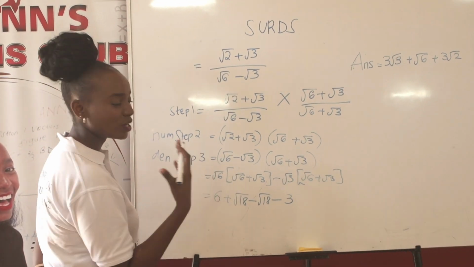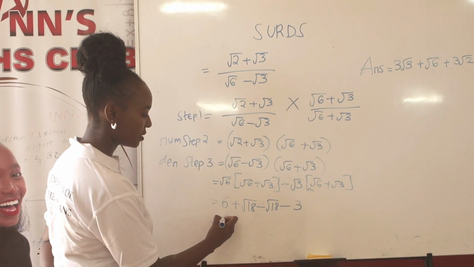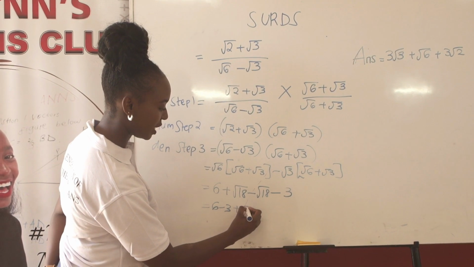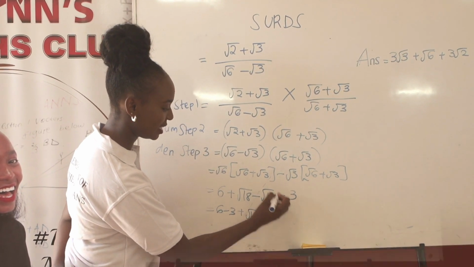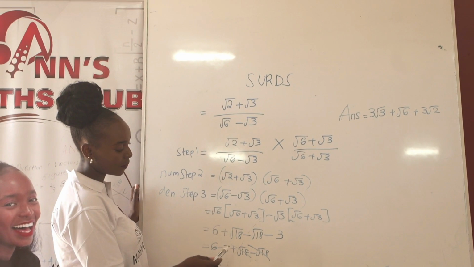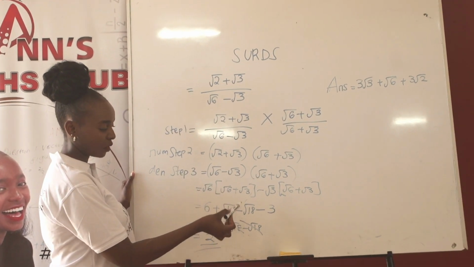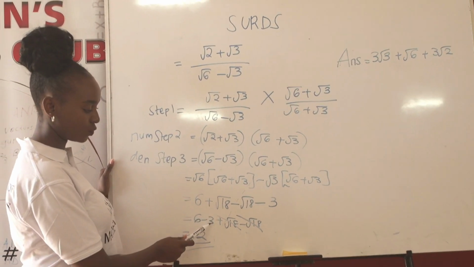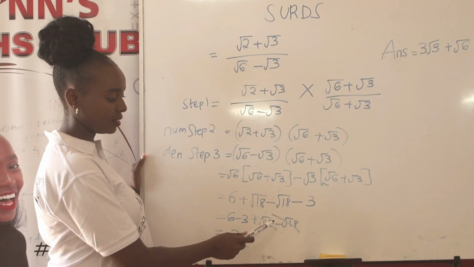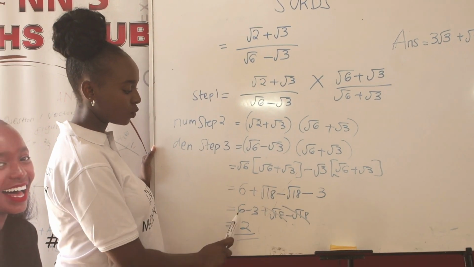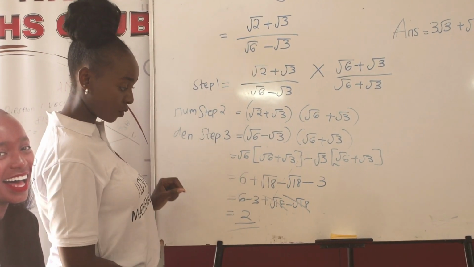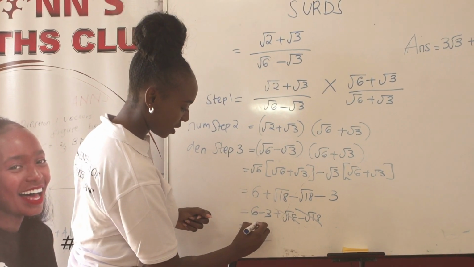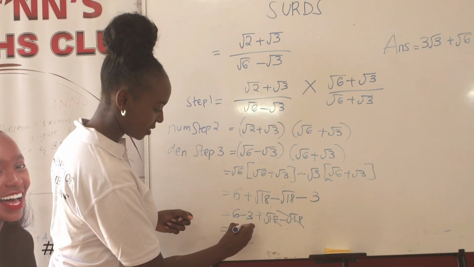So basically, you now collect the like terms. You take the whole number 6, you subtract 3, and then plus root of 18 minus root of 18. So basically, this is 6 plus root of 18 minus root of 18 minus 3. You go ahead and collect the like terms. 6 minus 3 plus root of 18 minus root of 18. So 6 minus 3 is 2. Sorry, 6 minus 3 is 3.